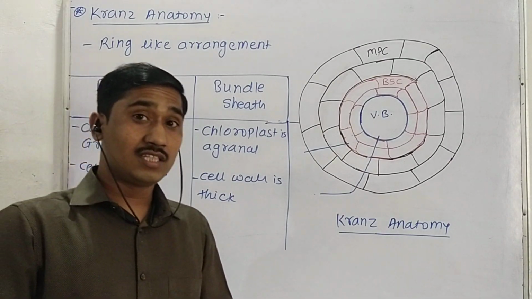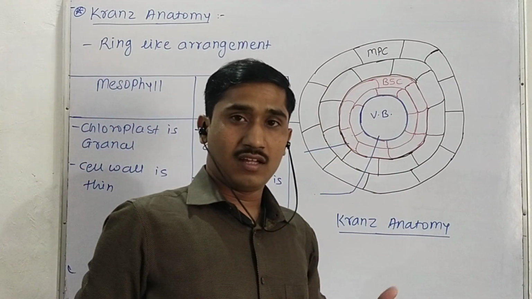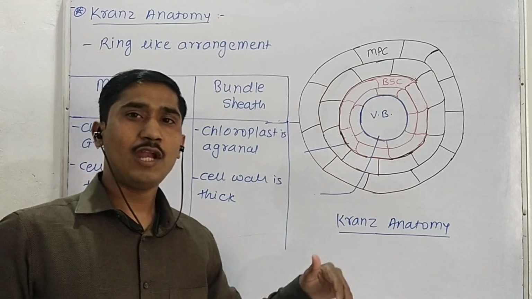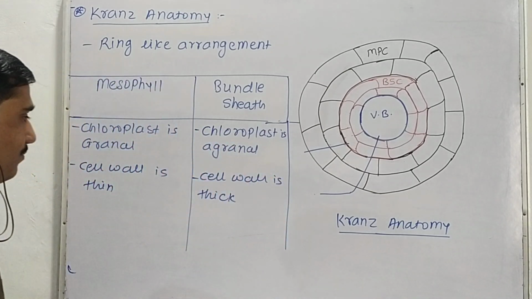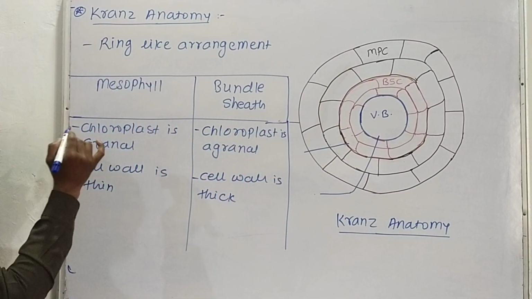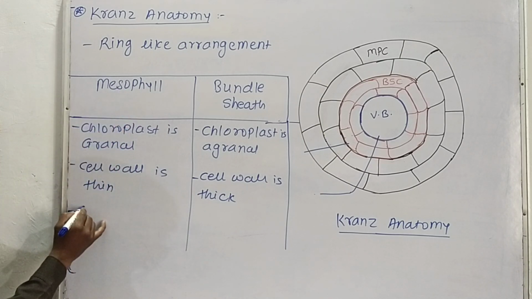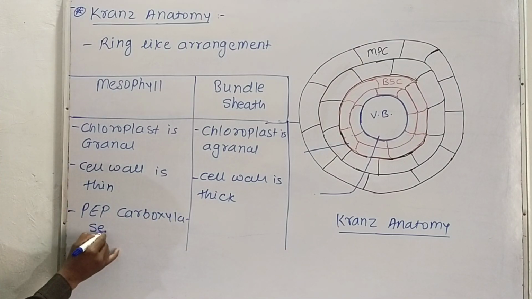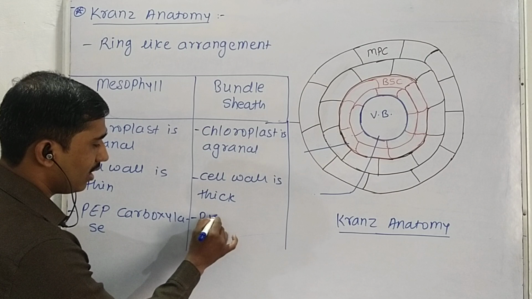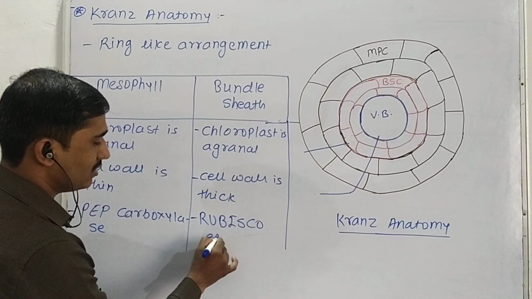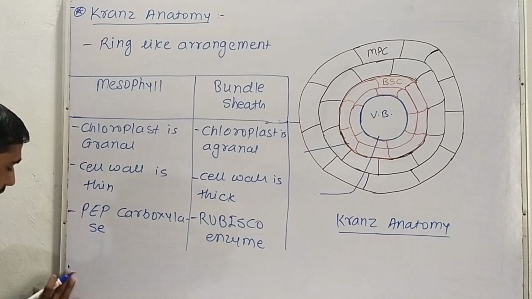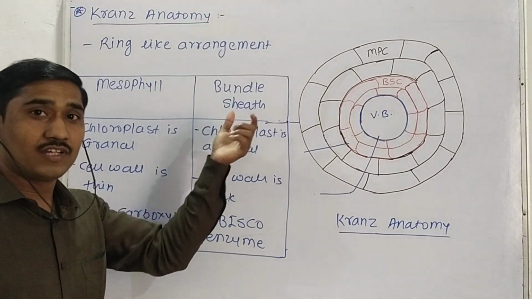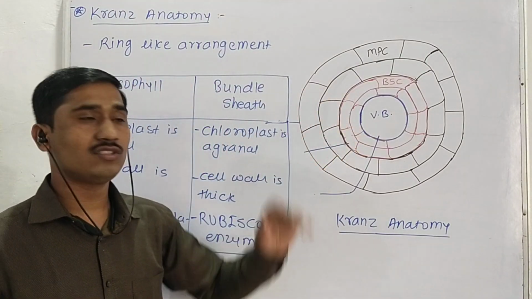The cell wall of the bundle sheath cell is thick in such a manner that it cannot permit gases to enter its internal environment. The cell wall is very thick. And then the presence of enzymes: the mesophyll cell has an enzyme called PEP carboxylase, while the bundle sheath cell has the Rubisco enzyme. So this is the structural difference between mesophyll cells and bundle sheath cells of Kranz anatomy.